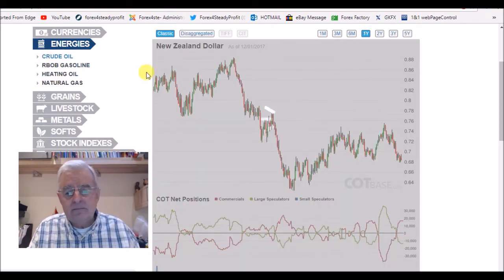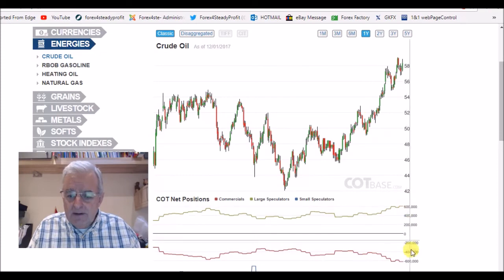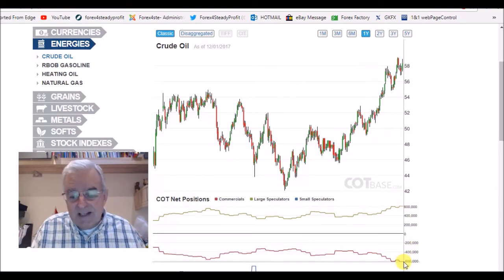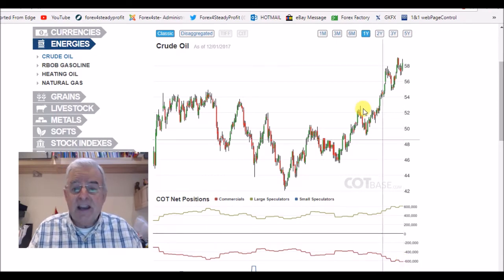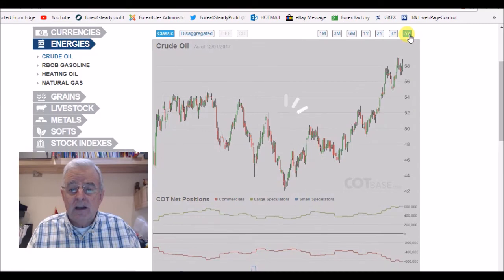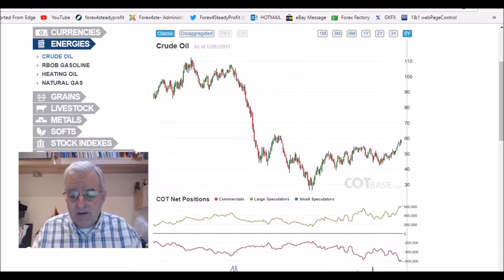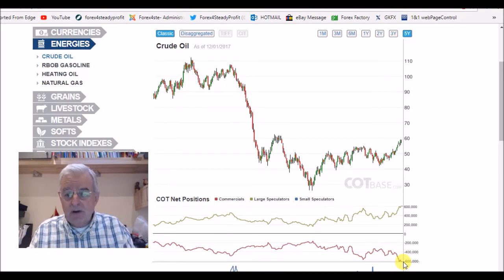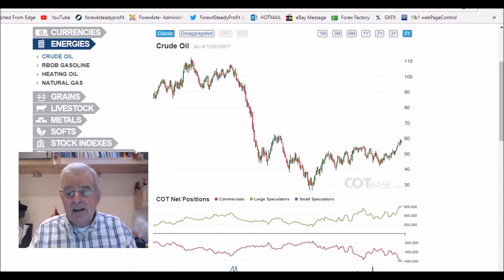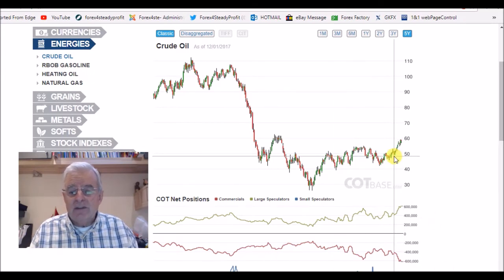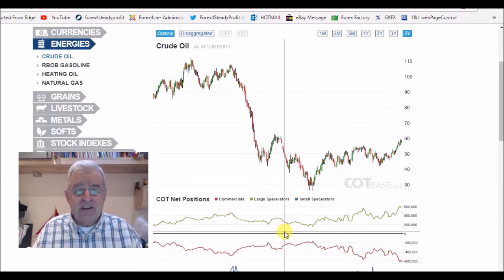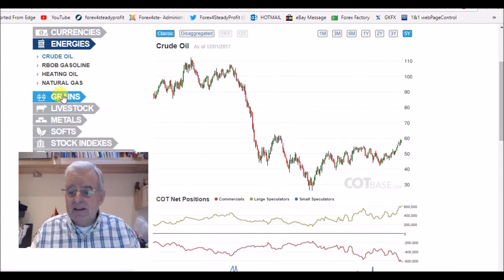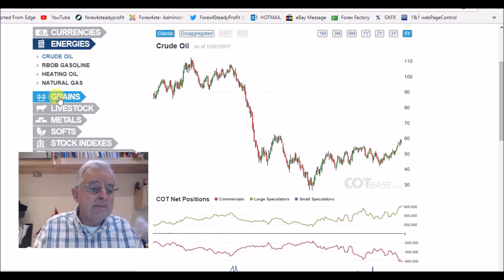Energies, crude oil. As I said last week, the commercials are as bearish as they have been for a long while. The price has crept up. This is a 5-year extreme of how bearish they are. I have a couple of trades already on this. I've got one in more or less at the top. We'll see where that goes over the next couple of weeks, but hopefully that will come right for me.